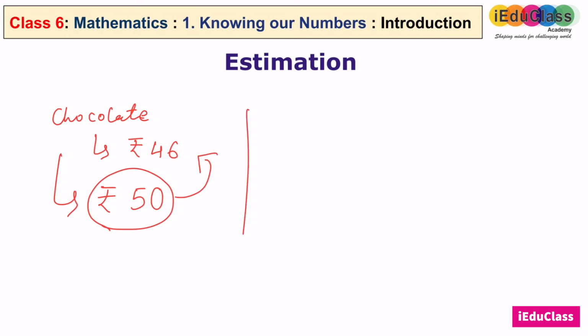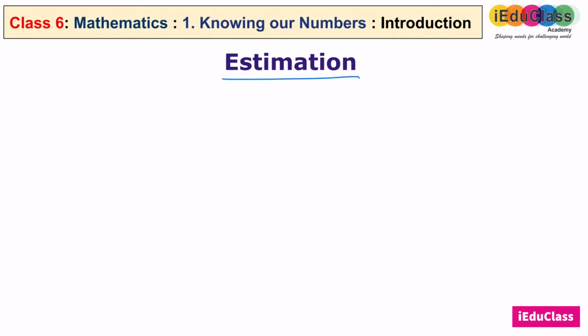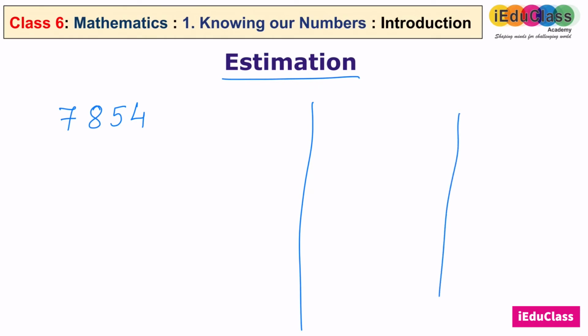Let me write another example. What is approximate or estimation value? So whenever we buy or sell anything, we speak a specific number. Estimation can be done according to place value. For example, I have a number 7,854, right? I can round this number into three different places.